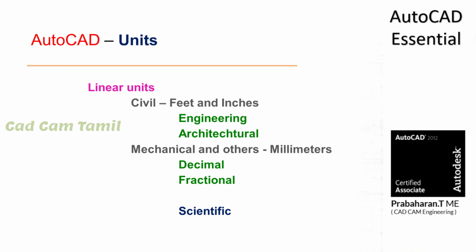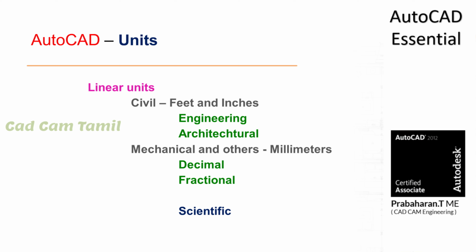Okay. You can see here in civil, we have two methods, engineering as well as architectural. Why are there two? What is the difference here? The similar way in mechanical also we have two options, decimal and fraction. Both are millimeters only. Why do we have two? We will discuss these things later in this session. Okay. Now we are going to discuss scientific.